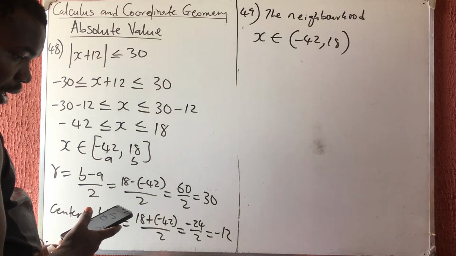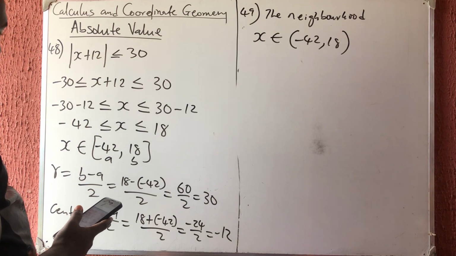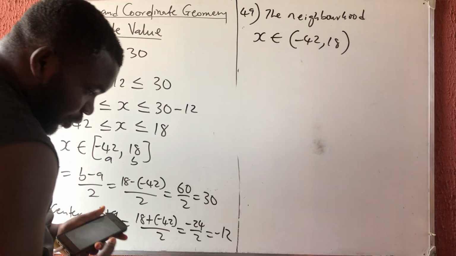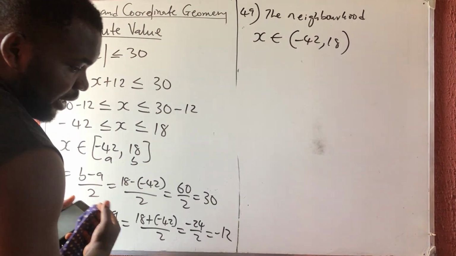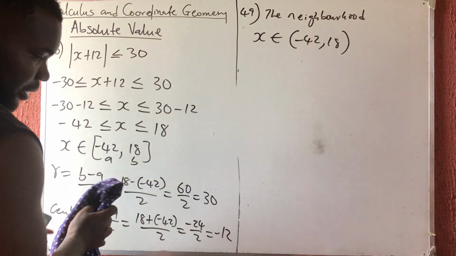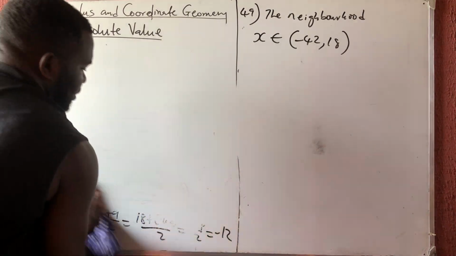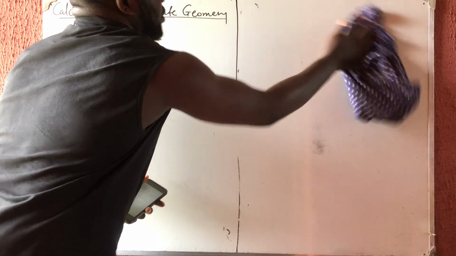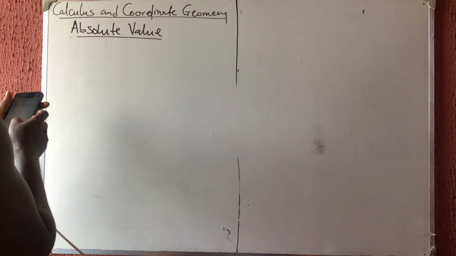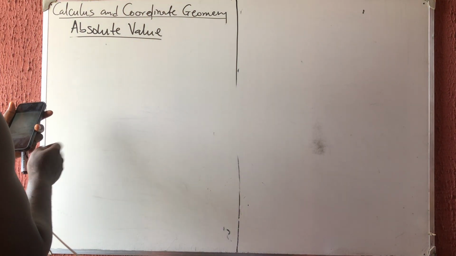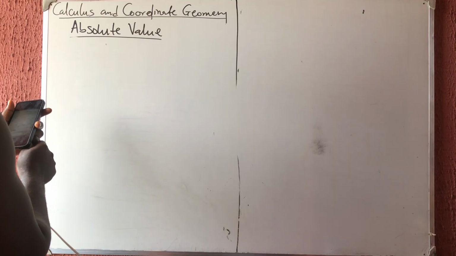I think we are done for absolute value. Are we done for absolute value? No. Okay. Question number 89. So let's go over to question number 89. I'm solving everything about absolute value.